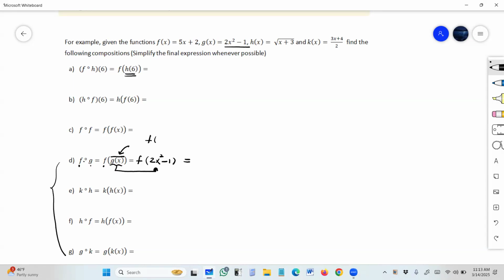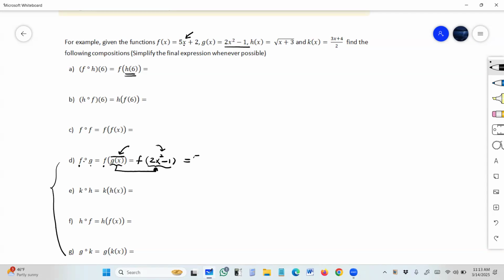Now, you know how to find, for example, f of 3. What would you do? You would get the 3, and you would replace x with it, and you would evaluate. So 5 times 3, 15, plus 2, 17. Instead of evaluating f of 3, we're going to evaluate f at this function right here, which is 2x squared minus 1. So instead of replacing x with a number, we're going to replace x with this whole expression.